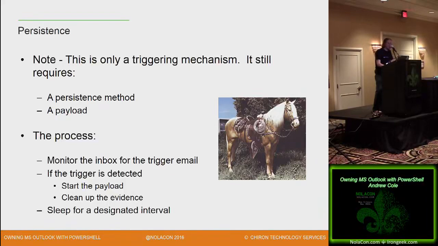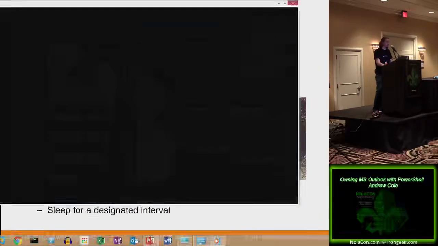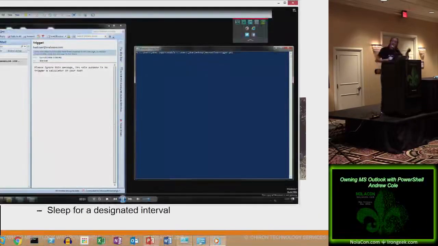So for the sake of the video, I chose the simplest, easiest payload I could, which is, like all exploit sample code, a calculator. It's going to look for a trigger email. When it finds the trigger email, it's going to start our payload, which is, in this case, a calculator.